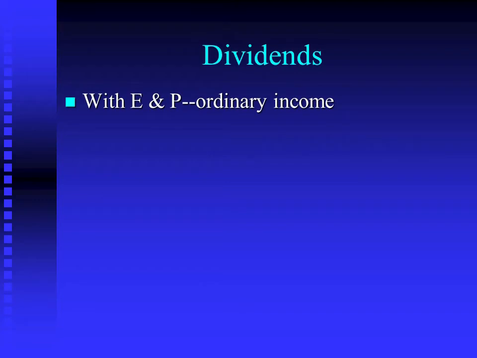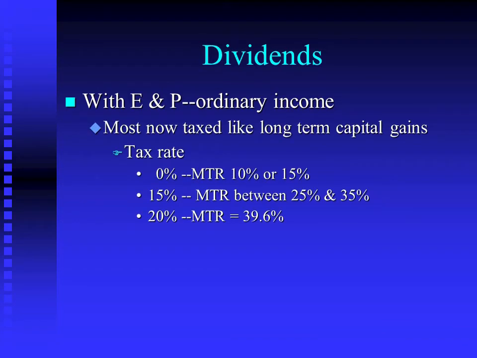Dividends are pretty straightforward. E&P, earnings and profit. Earnings and profit is not taxable income. It's not retained earnings. It's not a pure GAAP concept. I will leave it to the corporate class to define that for you. Most of us just don't need to know because we get a 1099 from the corporation and it tells us whether or not the dividend is ordinary income because there has been earnings and profits.